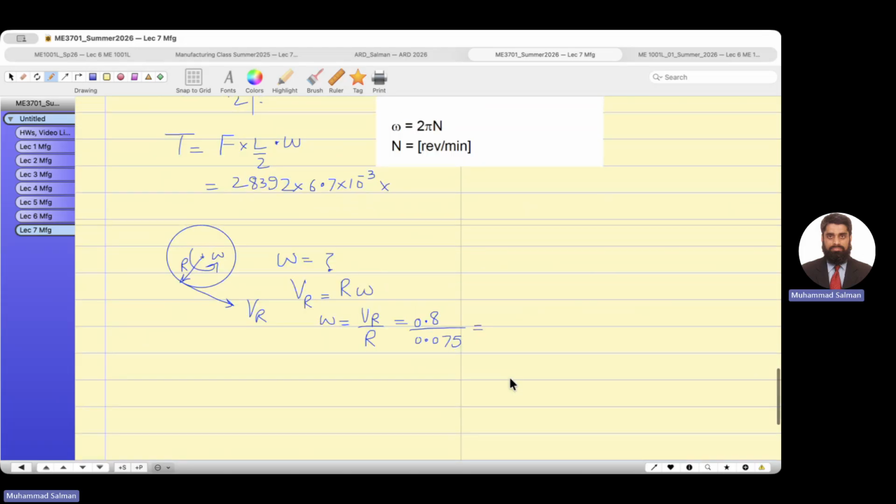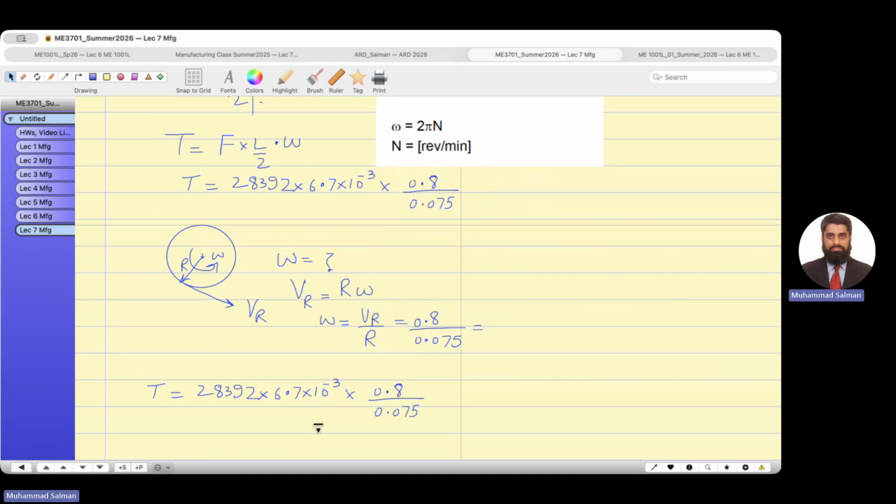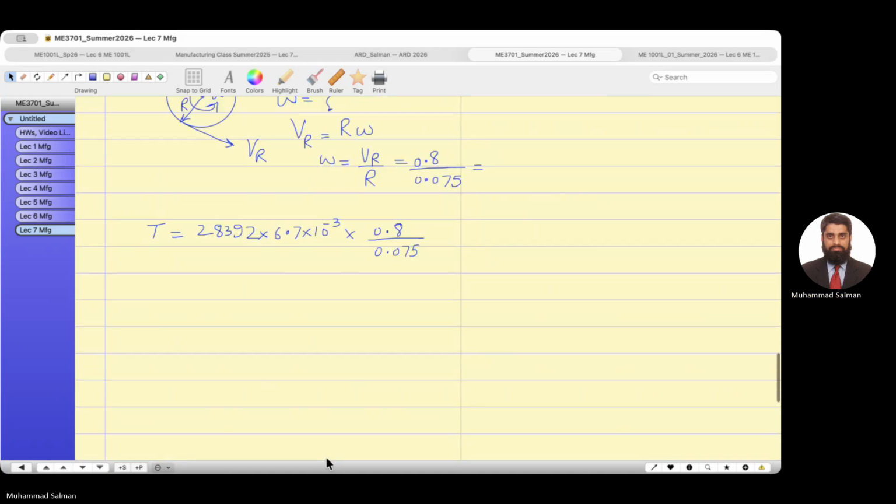And that value, you're going to plug it in over here. 0.8 divided by 0.075. And if you calculate the torque, I think it should be equal to, let me grab this again, and you will help me in doing the math algebra. And that should be equal to 1.01 kilowatts per roller.